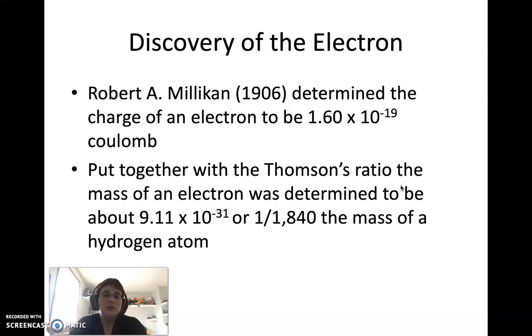Put together with Thomson's ratio, the mass of an electron was determined to be 9.11 times 10 to the negative 31st, or 1/1,840th the mass of a hydrogen atom. So electrons were found to be very, very tiny, which is something that we realize today.